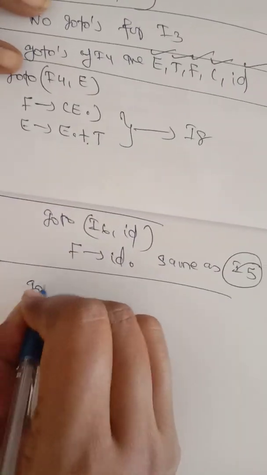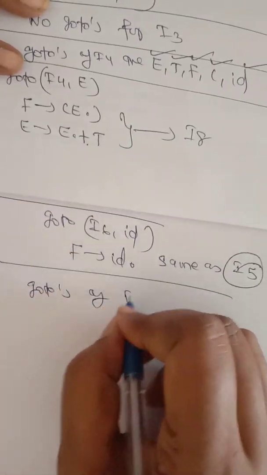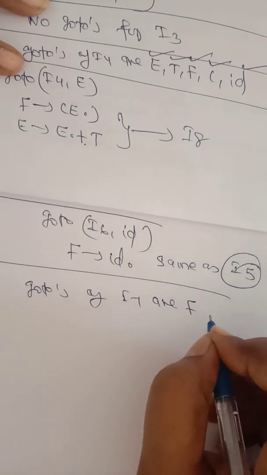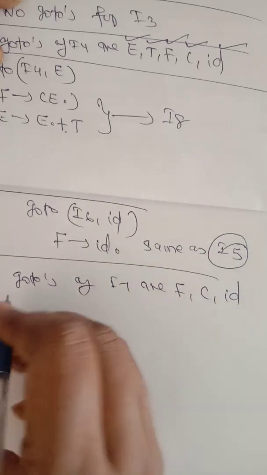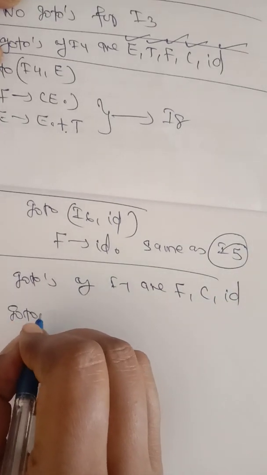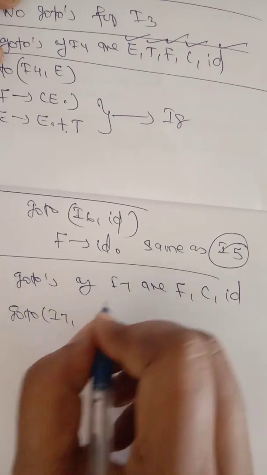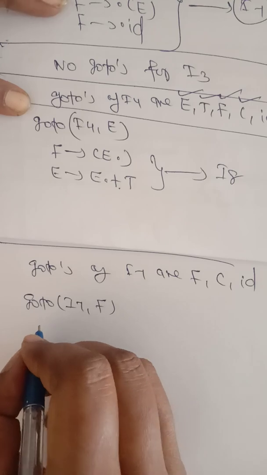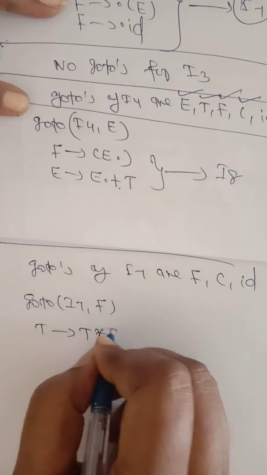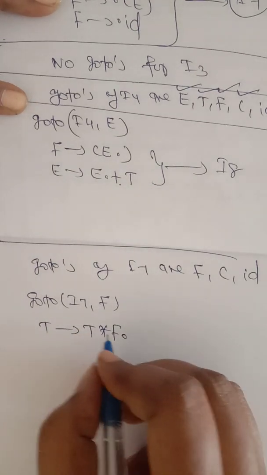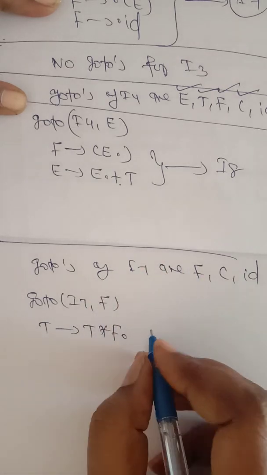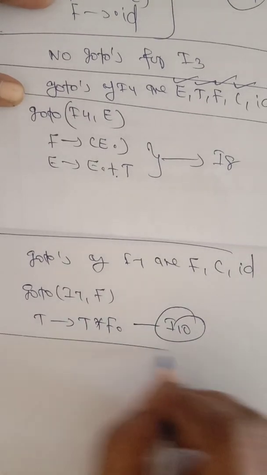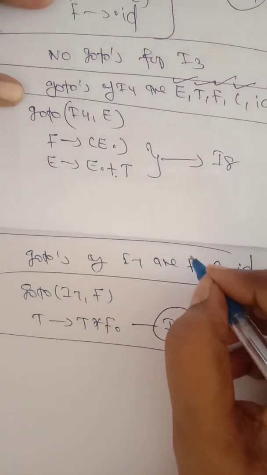So go to of I7 comma F. What is that? T → T * F dot. It is not the same as the available set, so give a new name. This is I10. Now we apply the F.